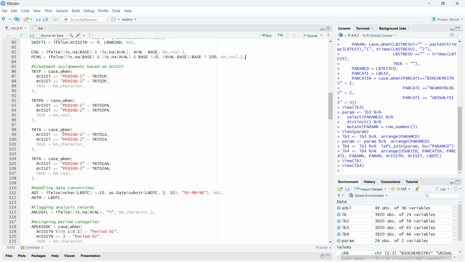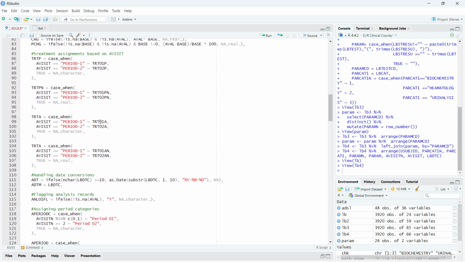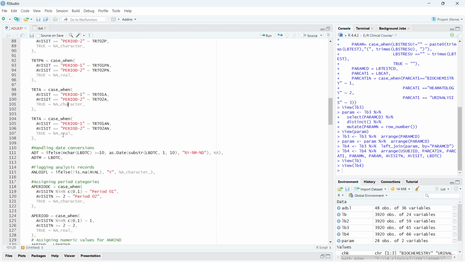And similarly, if the visit is equal to period 1, then we have to give the actual treatment TRT01, and if it is period 2, then we have to give the TRT02A treatment, and if it is missing, we have given the numeric or character format of missing. So the same goes with the numeric format.